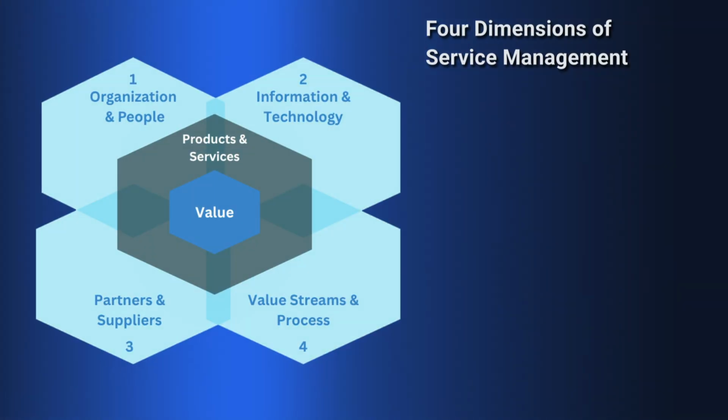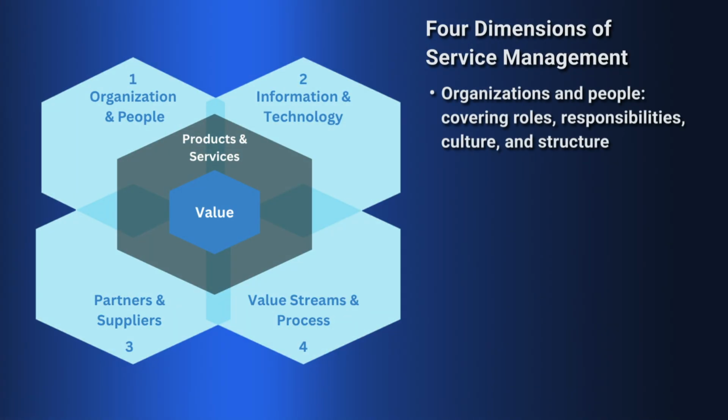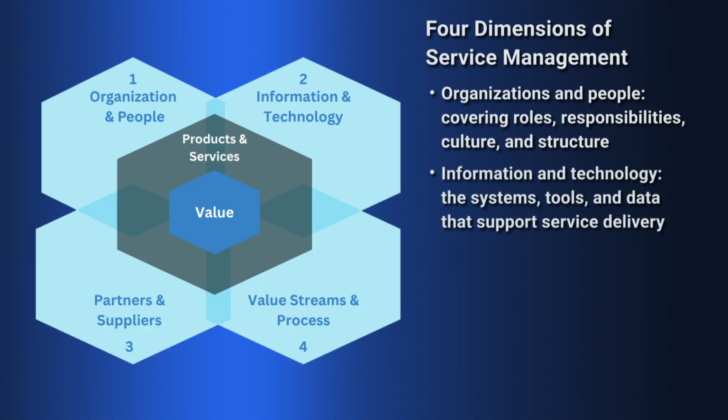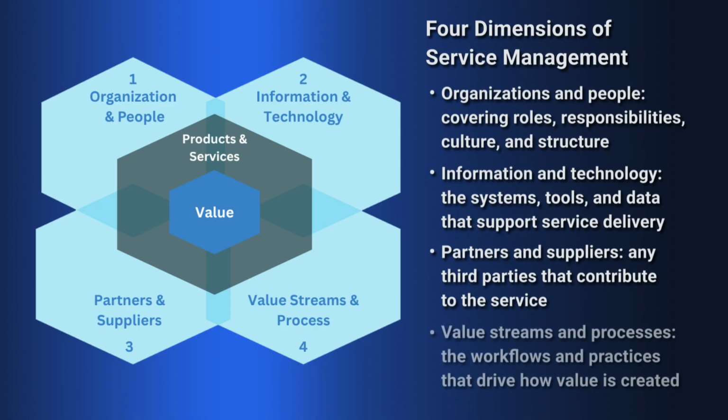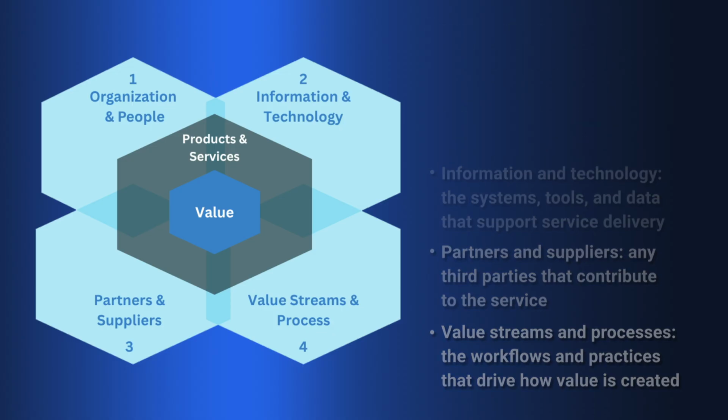The four dimensions that you need to know are organizations and people. This covers roles, responsibilities, culture, as well as structure. Then we have information and technology. This is the systems, tools, and data that helps us support service delivery. From there, we have partners and suppliers, which are any third parties from outside of our organization that help contribute to the service that we're offering. And finally, we have value streams and processes, which are the workflows and practices that drive how value is created. Each dimension helps us see services as part of a system and not just an isolated part of service delivery.